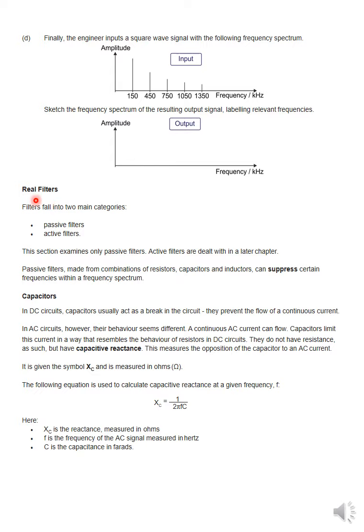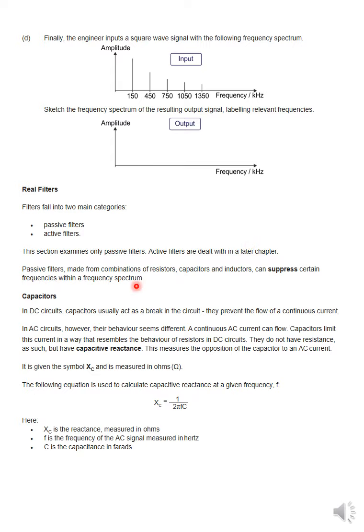Now, real filters, or you can say non-ideal filters, fall into two main categories: active filters and passive filters. So we are only dealing with passive filters here. Depending upon how we progress in this course, we will see if we can cover active filters. And I have to find out from you also how much you know about operational amplifiers. If you are very good with operational amplifiers, then I'm going to cover active filters also, but not for the test too.